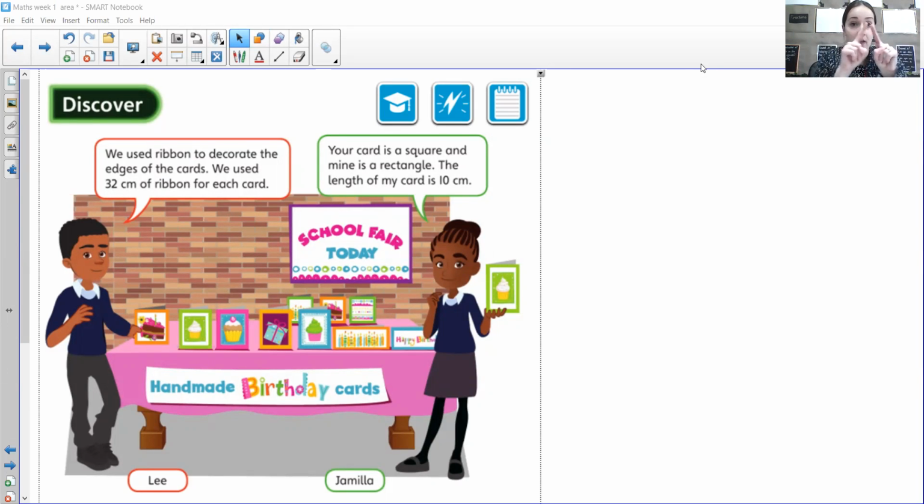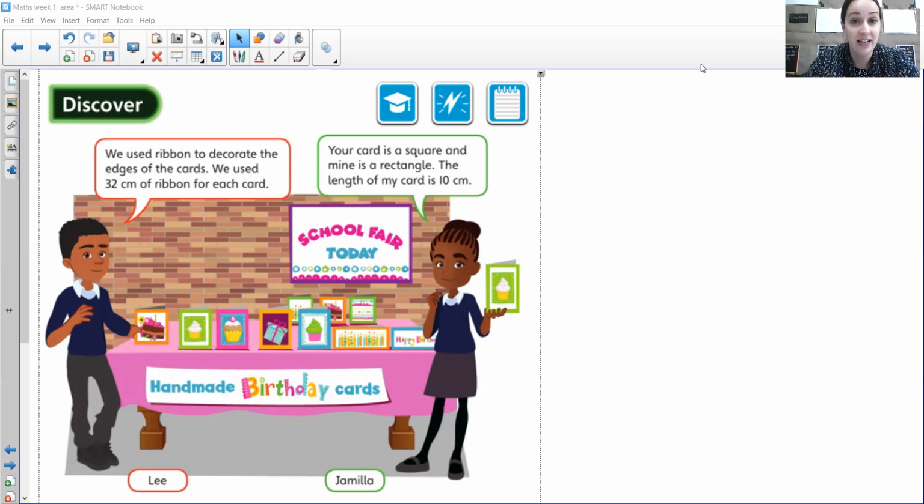Already start to think, what mathematical thing do we know about this? Something's on the outside. And he says that they used 32 centimetres of ribbon for each card. Hopefully you can tell me something about these cards already then. What can you tell me?